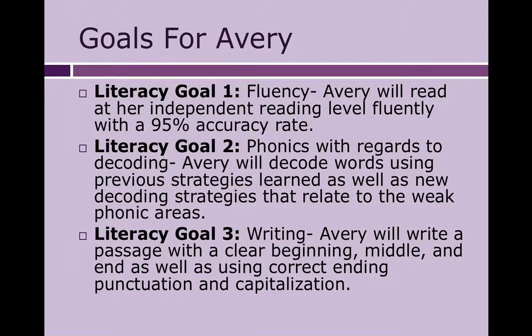I have 3 goals set for Avery during our time together. Her first literacy goal was for fluency, and that Avery would be able to read at her independent reading level fluently with a 95% accuracy rate. Her second literacy goal would be with phonics with regard to decoding. Avery will decode words using previous strategies learned, as well as new decoding strategies that relate to the weak phonics areas. These would be decoding strategies that she had learned in previous grades, as well as a new strategy I'll be putting in place for her, which we'll be talking about in the following slides.